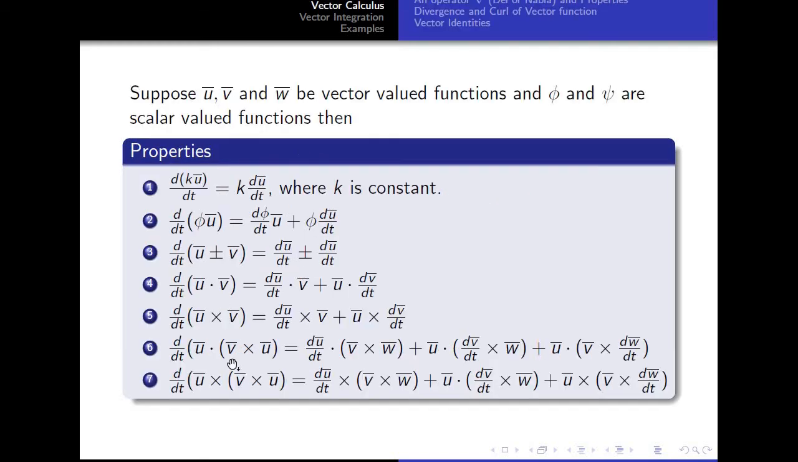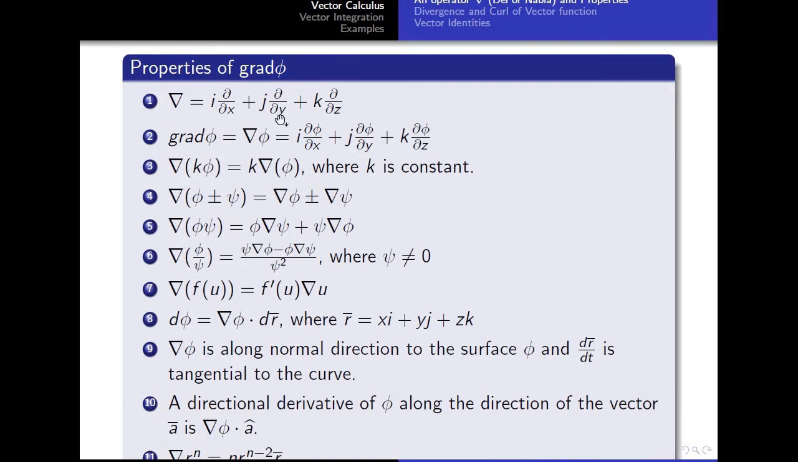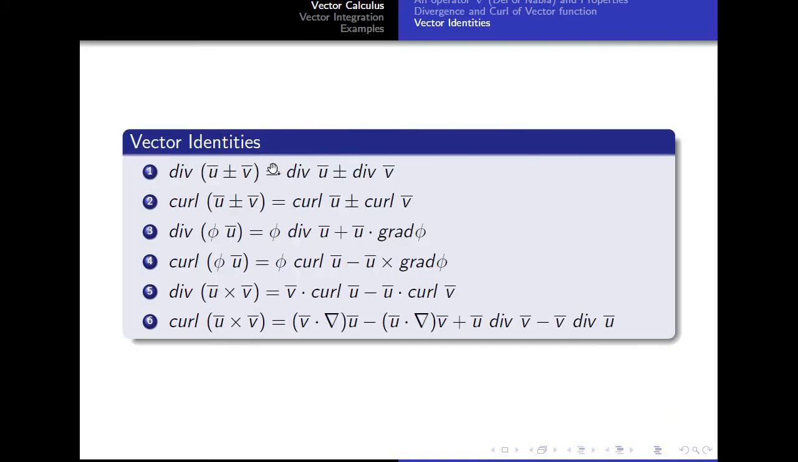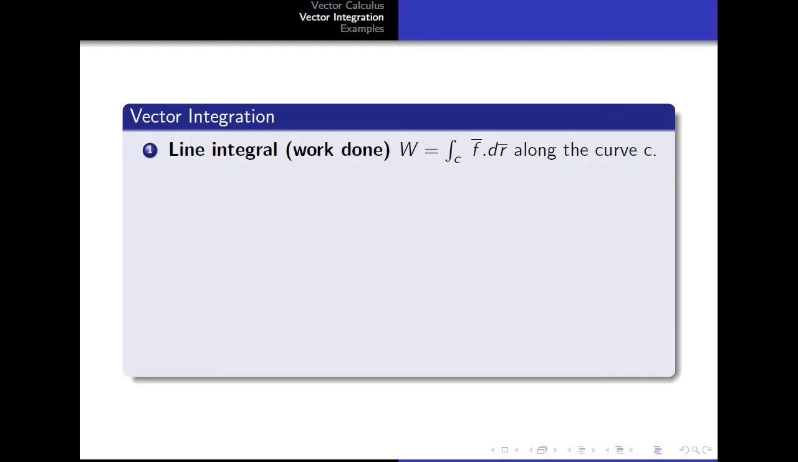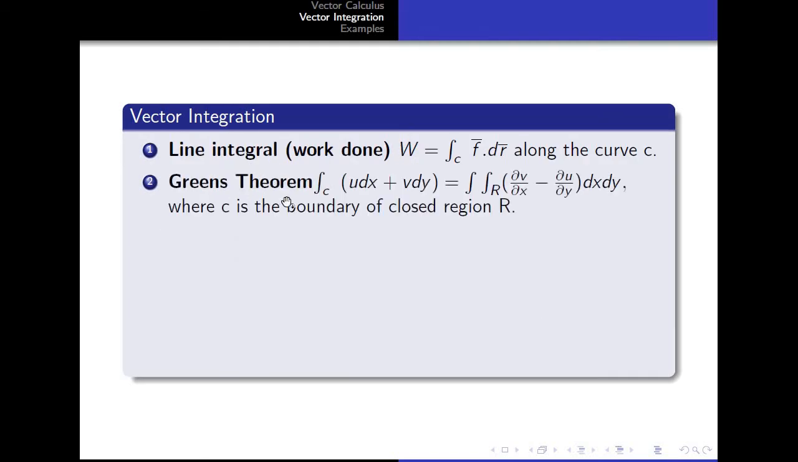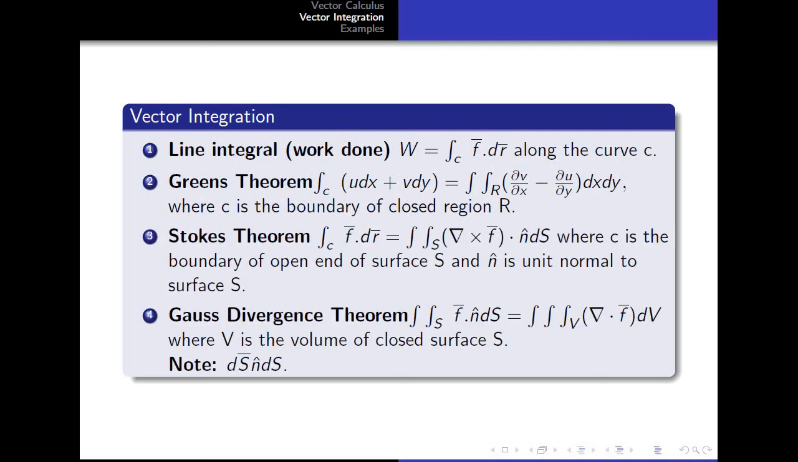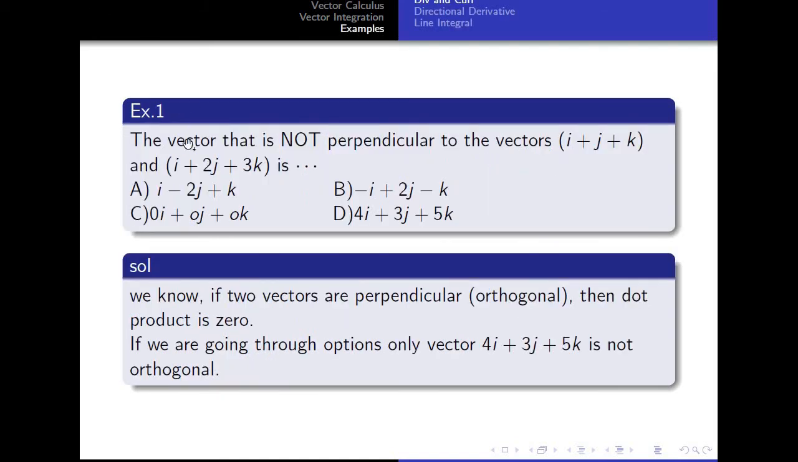Then some properties of the derivative of a vector function, gradient, divergence and curl, some identities of divergence and curl, vector integration, line integral, Green's theorem, Stokes theorem, and Gauss. Now, after this, we'll discuss examples based on the preliminary part. We'll discuss the first example.